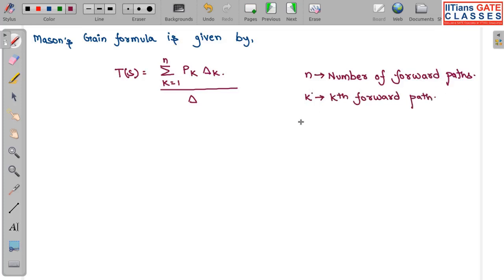Okay, this del K is the associated path factor. Okay, so one by one we are going to see, just note it down. And del is your determinant. Okay. So one by one we are going to see what all these terms mean actually.